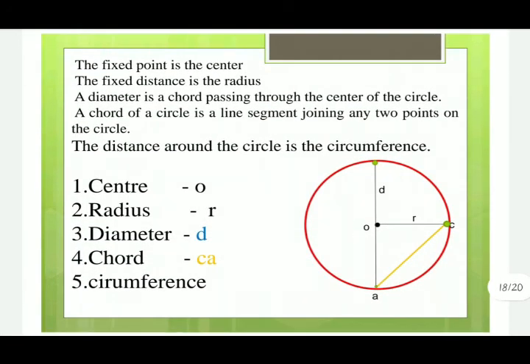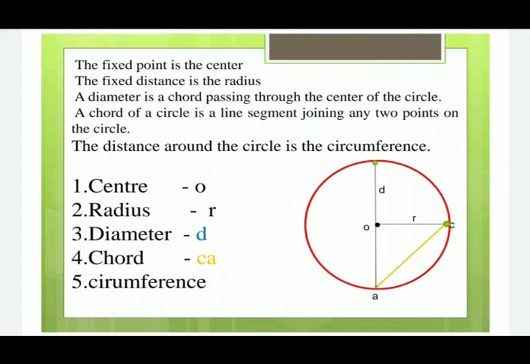Here you can see a circle. In that circle, point O is the center. The fixed distance is the radius. Here you can see small r is there. This is a radius. Again, if I draw a line joining the center and any point on the circumference, then this will also be a radius. Then a diameter is a chord passing through the center of the circle.